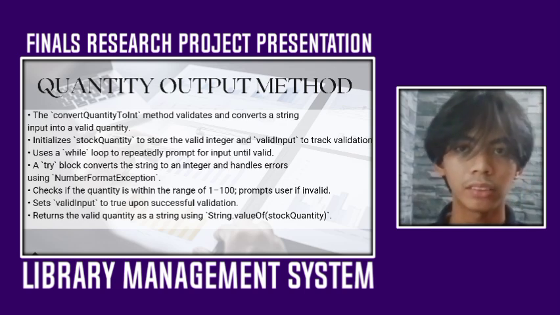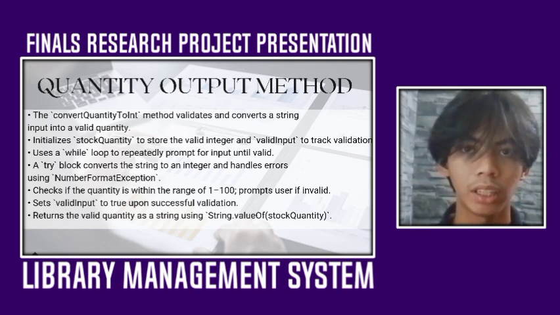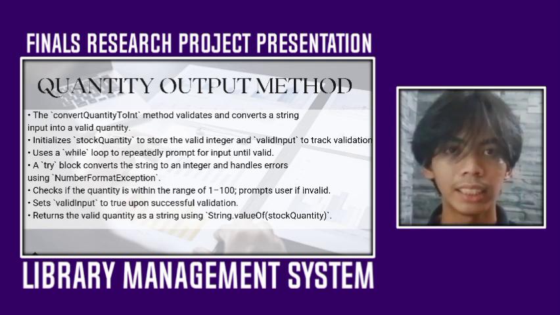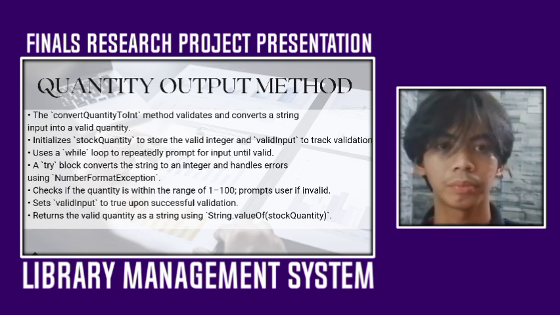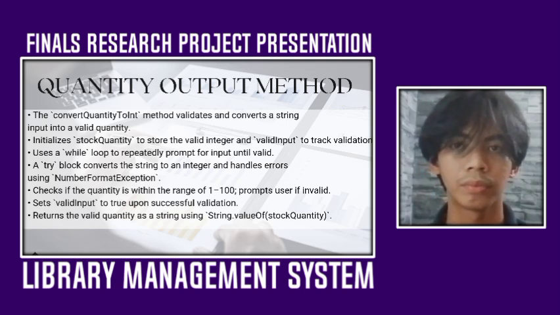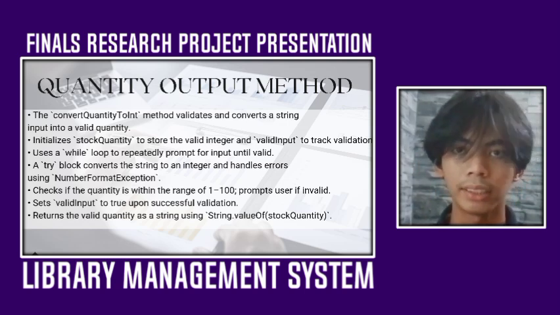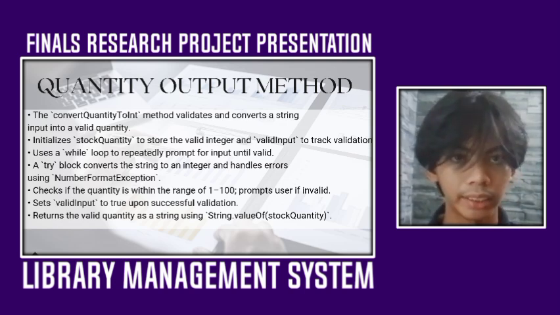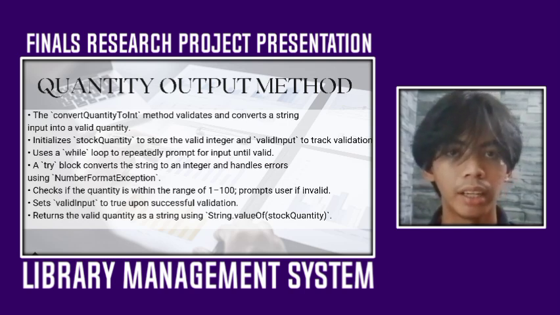We use a try block to convert the user input from string to an integer, as invalid inputs like letters or symbols could cause errors. This ensures the program handles errors and prompts the user to re-enter valid data. Stock quantity equals Integer.parseInt. This converts the input string to an integer. If the input is not a valid number, it throws a number format exception.